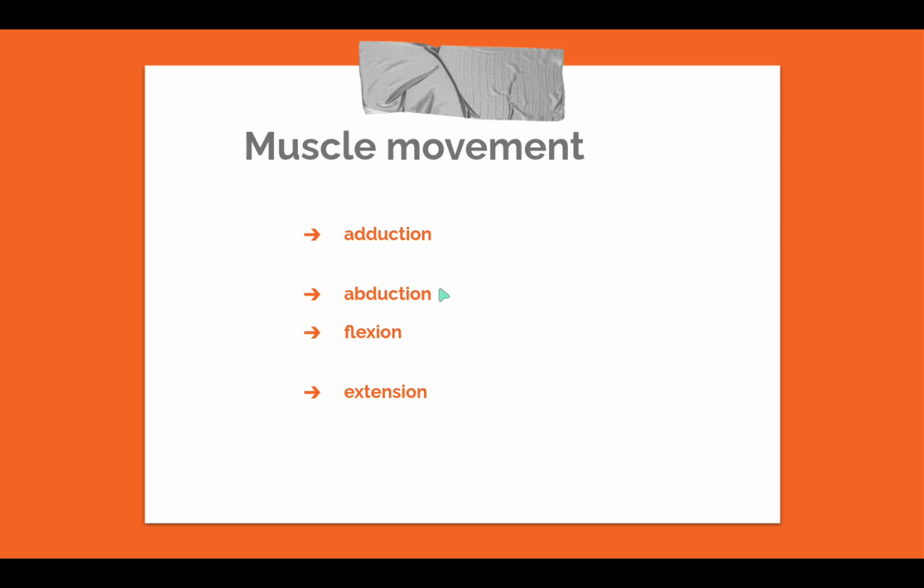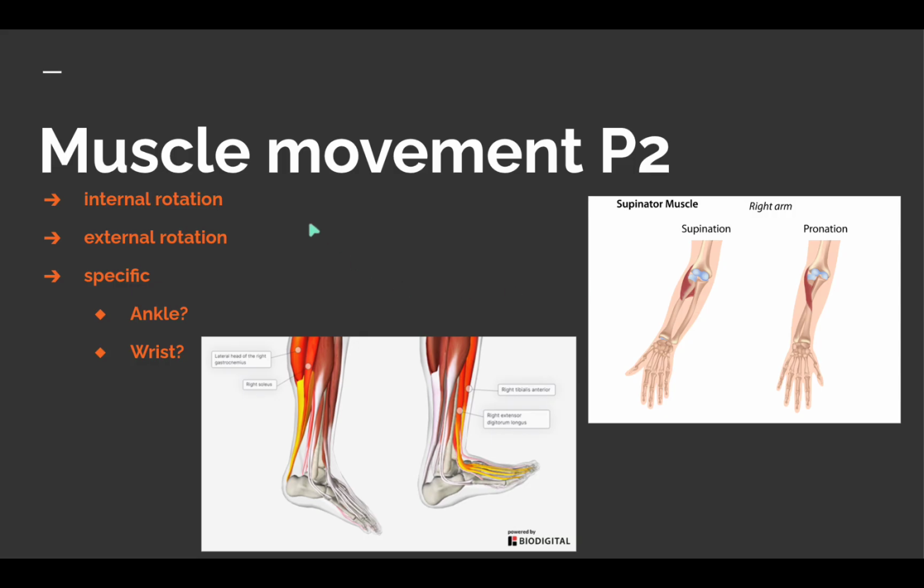In regards to flexion, in the knee, it can be seen in the biceps femoris, and in the hip, it can be seen in the rectus femoris. In regards to extension, it can be seen again in the hip, in the glute max, as well as in the shoulders and the rear delts. We also have some other movements.